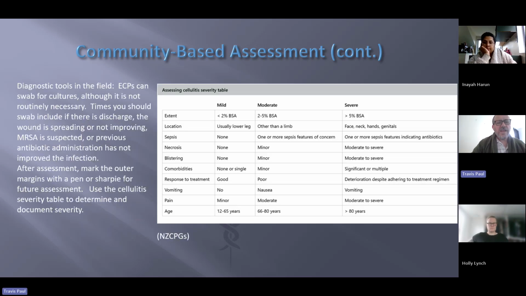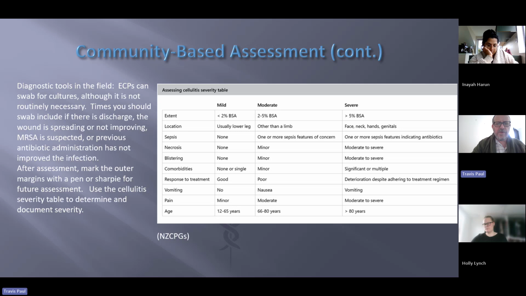Some diagnostic tools we have in the field. You can swab for cultures. We don't normally do this, but if there's discharge, you might want to swab it if you suspect MRSA or if previous antibiotic administration hasn't improved the infection. Once again, you can demark the outside edges of the wound just for future reference.